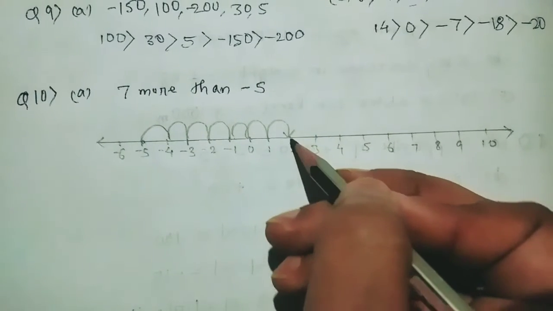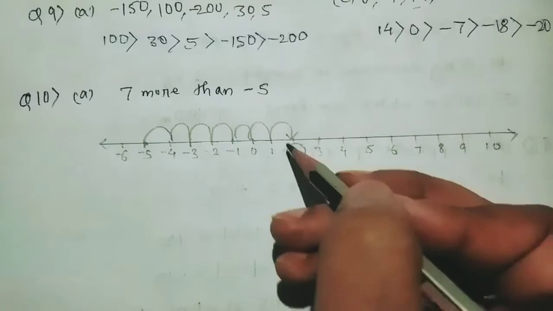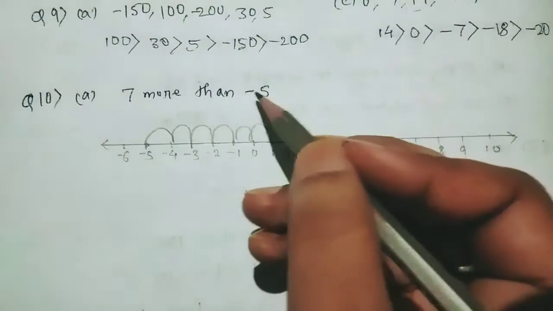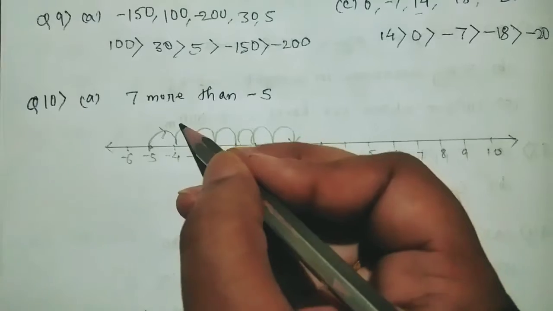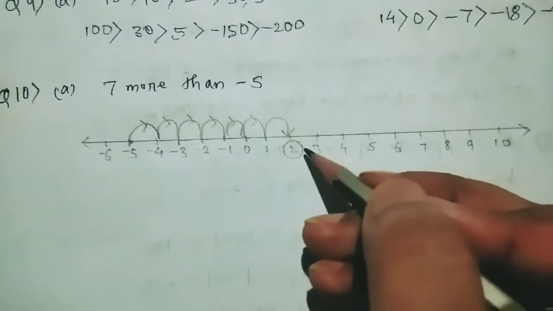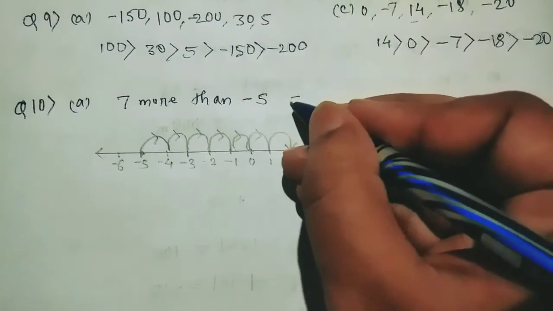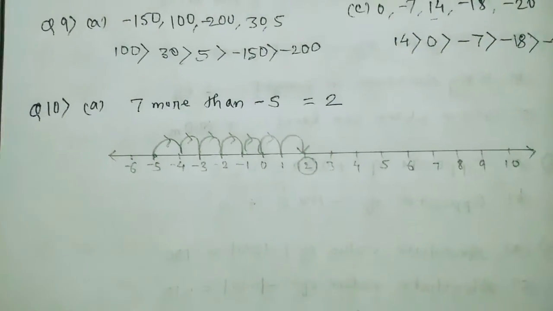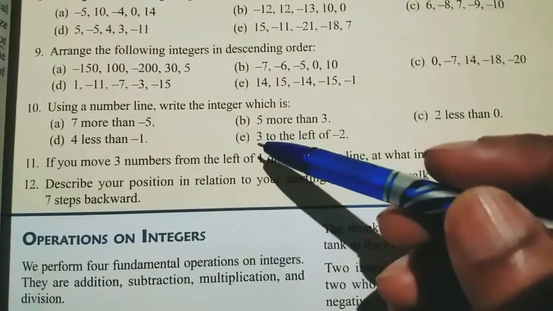So what do we get? We get plus 2. Okay, so when we move 7 more than minus 5, we get the answer 2. In this way you have to go, and you have to give an arrow here. That means it is going this side. So this is the answer. The answer is 2. Okay, you will write the answer is 2 in this way. Next, B number, C number and E number are your homework.